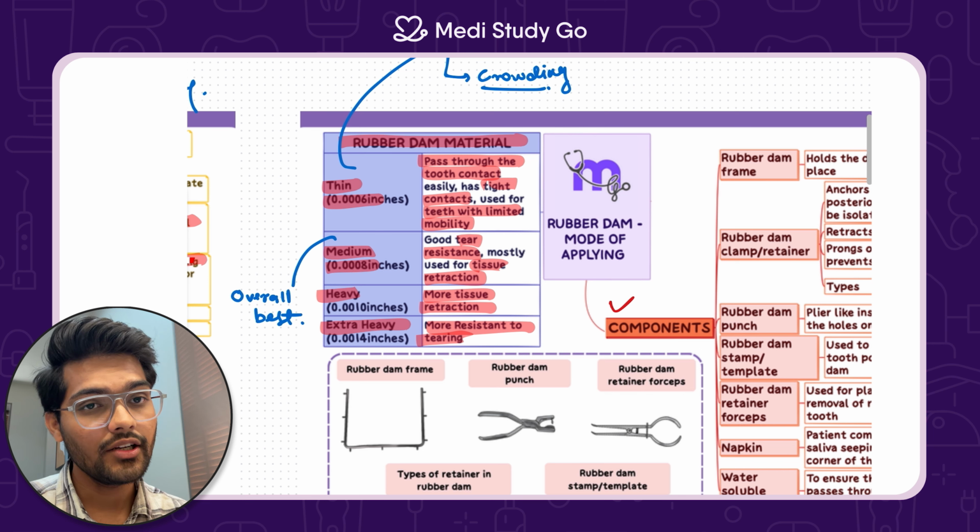Like if it's crowded, you might want to go for thin or medium, and if there's spacing but you need good tissue retraction, maybe you need to go for heavy or extra heavy.